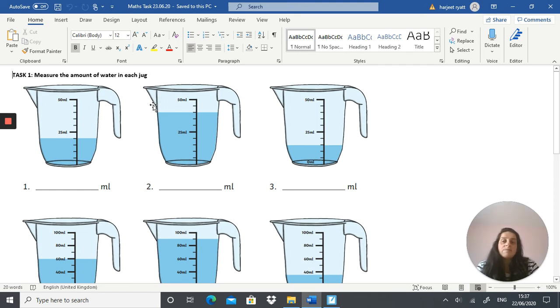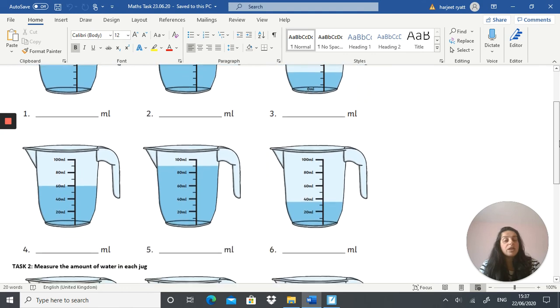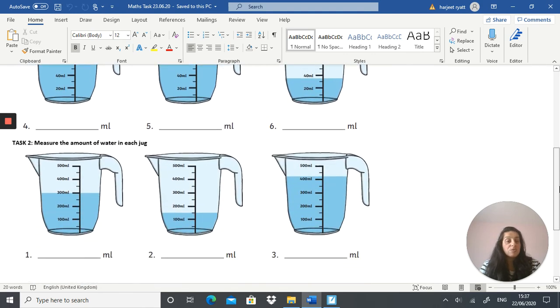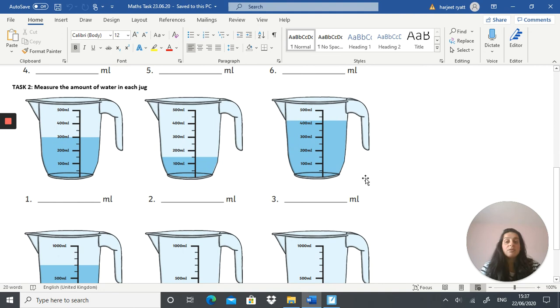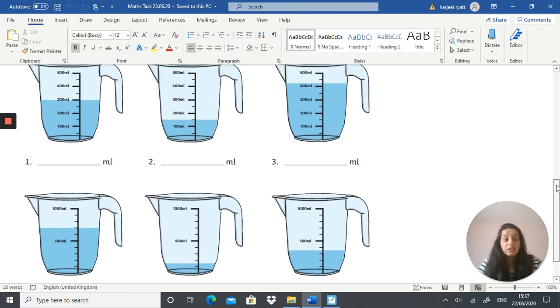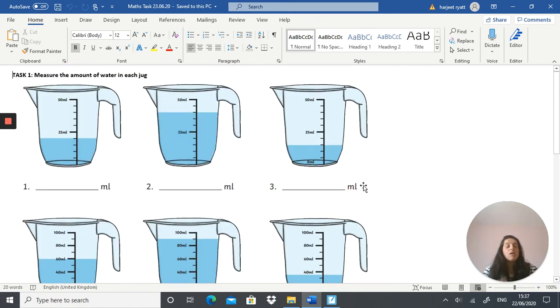So task 1 is for you to measure the amount of water in each jug. It will require you to work out intervals and their value, and it's just building upon the work you did yesterday. And then task 2 is a slightly more challenging version of task 1, requiring you to measure the liquid in those jugs. There are only 2 tasks today because I think we really need to get our head around and be secure with being able to read measurements of volume and capacity.